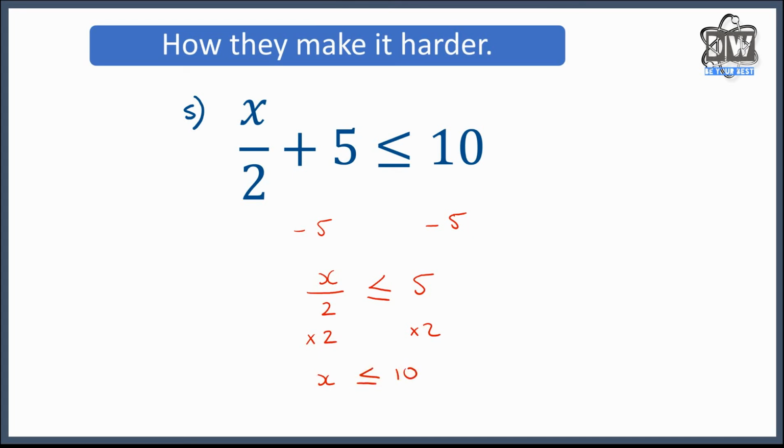And just like I do with other equations, we could put that 10 back into our equation, and we could see 10 divided by 2 gives us 5. 5 plus 5 gives us 10. And we could say that because it's equal to 10, that would be correct.